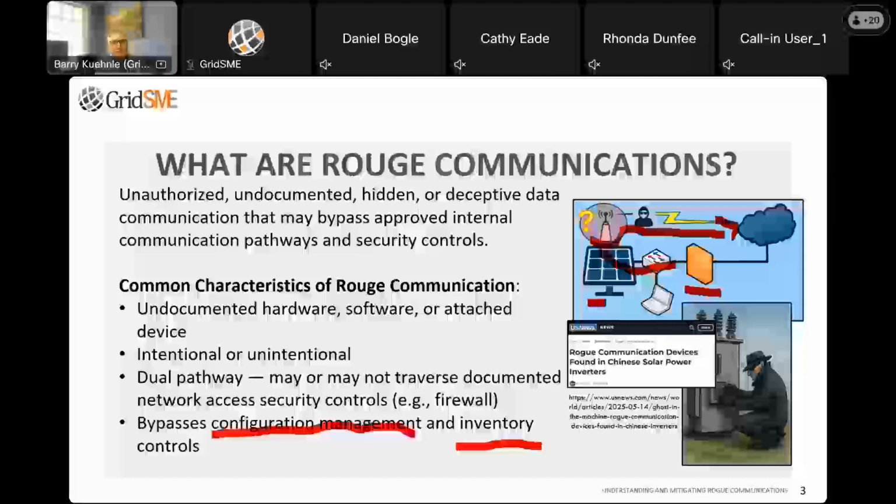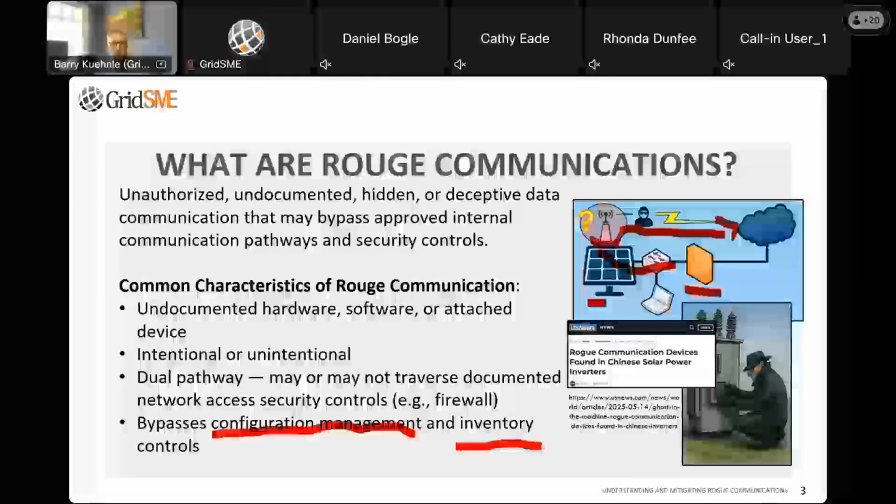So there's two types here. We have intentional and unintentional. I'm going to give some examples here in a few minutes of both of those. And then I'm also going to emphasize that dual pathway that is pretty common when it comes to rogue communications, especially when you have a third-party cellular device or any type of RF device that's installed in these devices without authorization or knowledge of the end user.